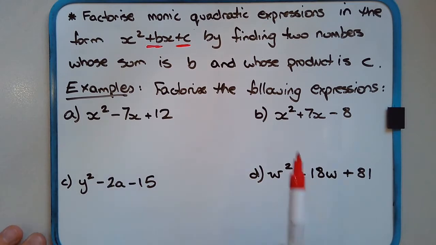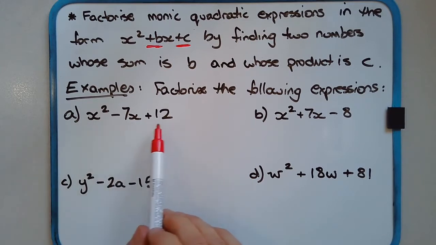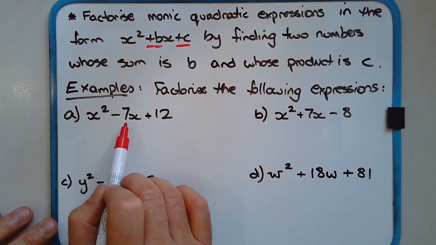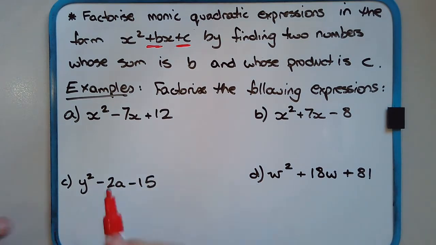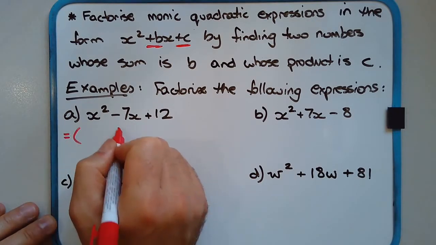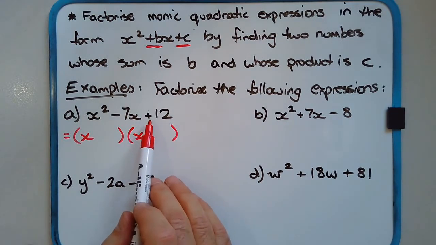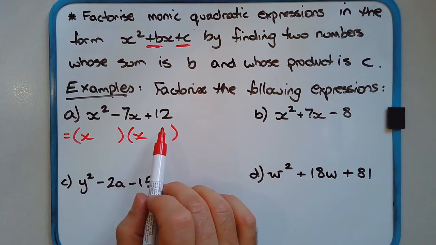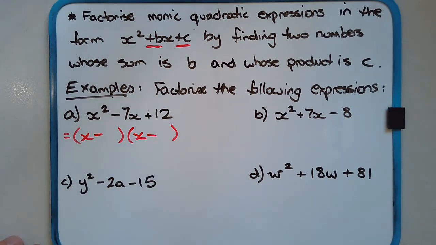So let's have a look at 4 examples. Factorise these expressions. Part A, x squared minus 7x plus 12. Think of two numbers that when you add them together you get negative 7, but when you multiply them together you get positive 12. That should give you a clue as to the nature of the two numbers. I might just draw the brackets. We know we've got an x there and an x there. Two numbers that multiply to give a positive 12 could be two positive numbers or two negative numbers, since a negative times a negative gives a positive. But they need to add together to give negative 7, so it's fairly obvious that both numbers are negative.